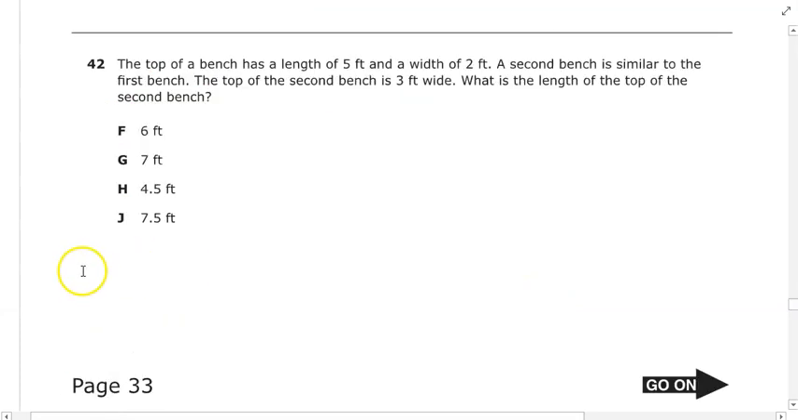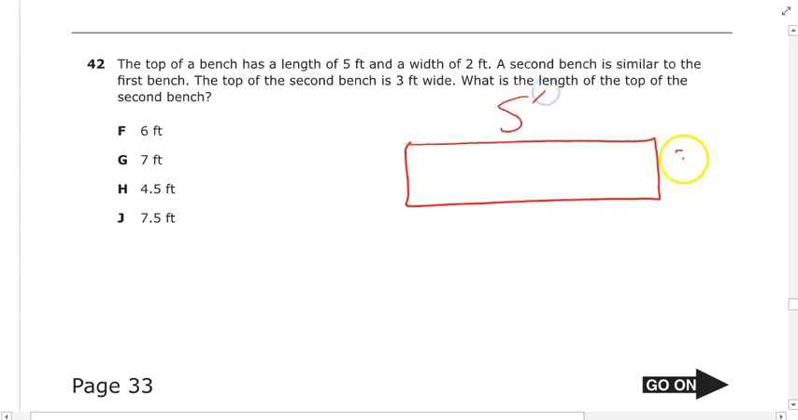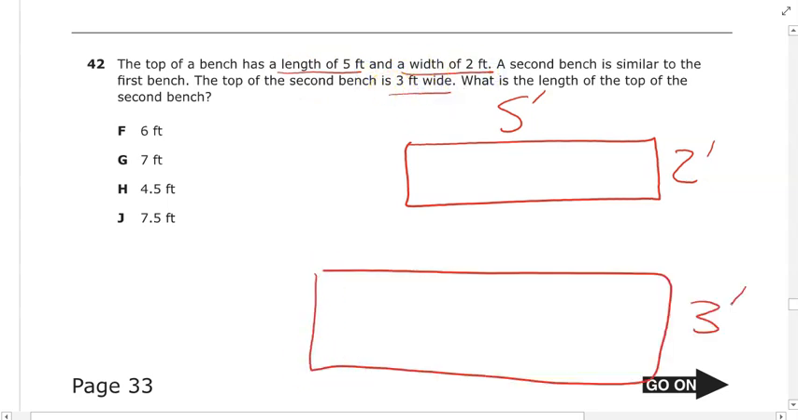For 42, it says the top of a bench has a length of 5 feet and a width of 2. A second bench is similar to the first bench. The top of the second bench is 3 feet. So length of 5, width of 2. This one has a width of 3, so it's actually going to be bigger. So what is the length of the top of the second bench? We're looking for the length of the top of this one.